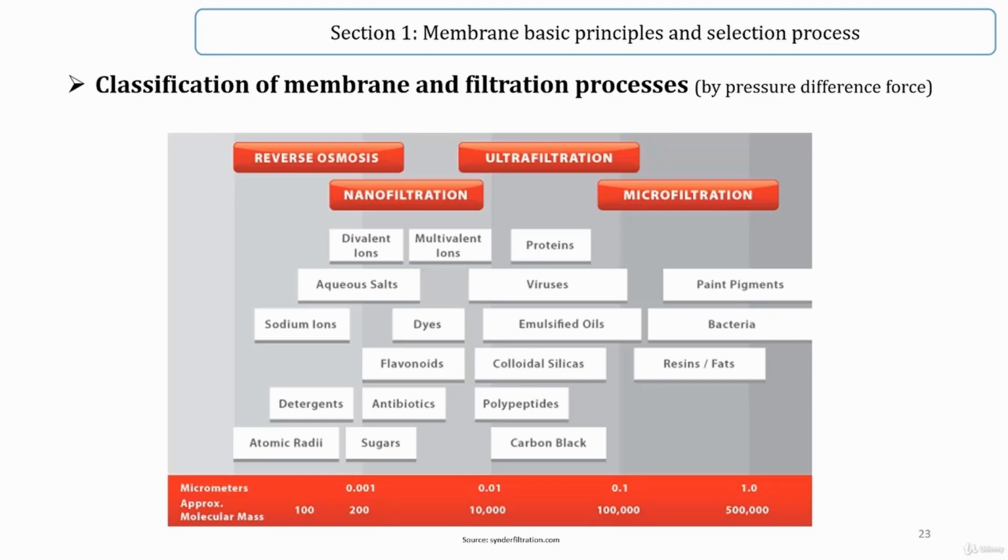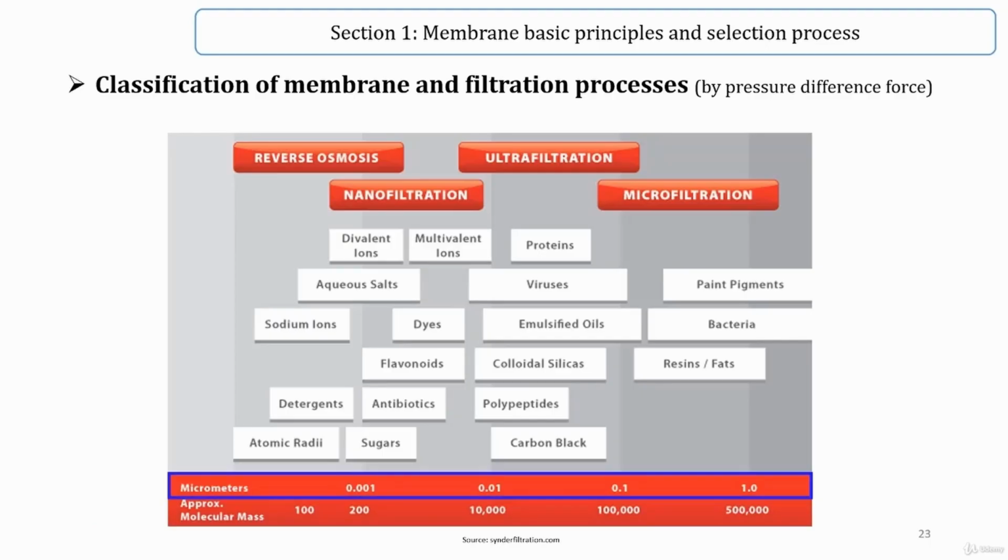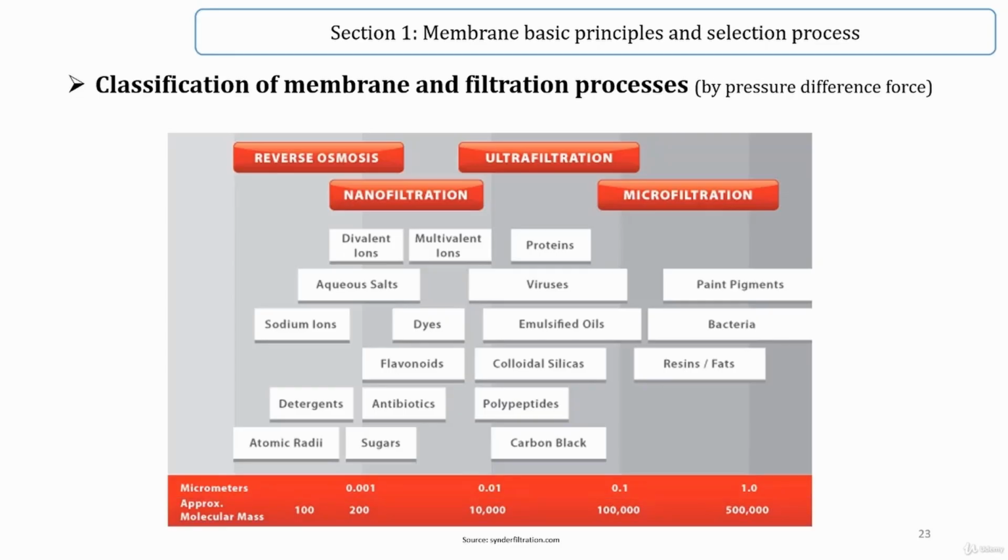In this figure, you can see a classification of membranes based on the size in micrometers, molecular mass, and the substances that can be separated by these membranes. There is a size range from 1 to 0.001 micrometer with an approximate molecular mass from 500,000 to 100 Dalton. We will discuss each of which in detail.